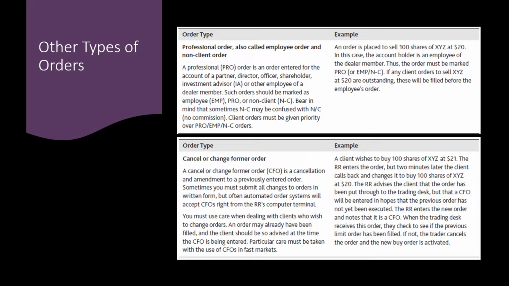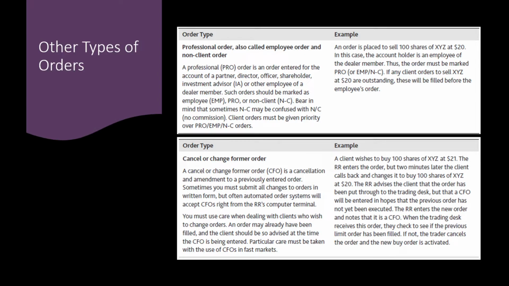There are some other types of orders, not as common, but there's a professional order, also called an employee order or non-client order. So, for example, a financial advisor would have what's called a pro account, and they'd set a pro order whenever they enter a trade. Basically, such orders should be marked as pro orders, and the client orders will be given priority over these pro orders.